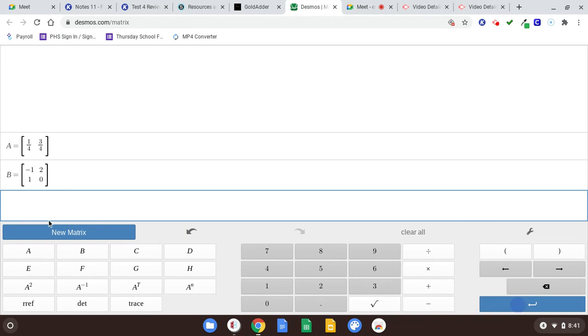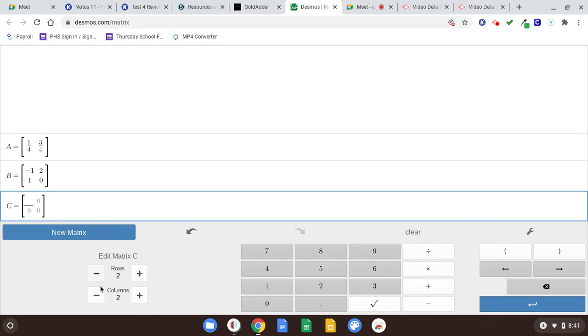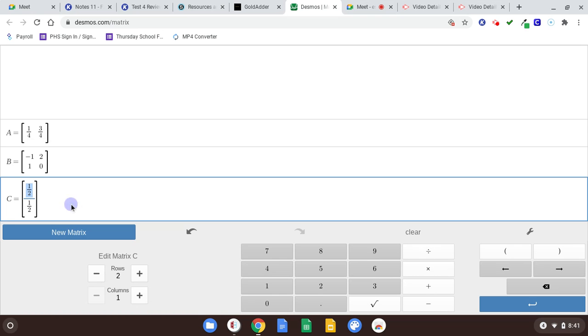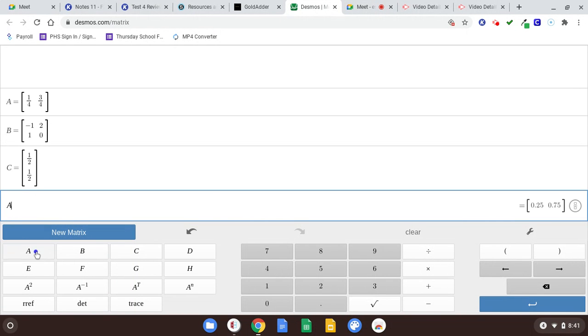New matrix C, 2 rows, 1 column, and C was, what was it? Half, half, 1 half, and 1 half. Okay. So enter. Now all I have to do is multiply A times B times C, and there's my answer. There's my value when I multiply those three is 0.5. 0.5, that's the value of the game.